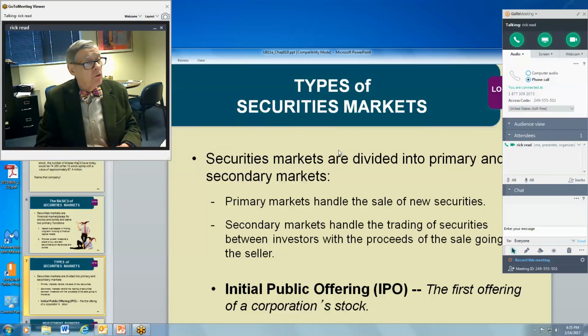And of course, the broker is probably going to get some kind of commission. So he or she will say, whatever that sales commission happens to be, X number of dollars per trade is usually what you see. Initial public offering goes back to the primary market handling the sale of new securities. Initial public offering means it's not been offered to the public for sale before.